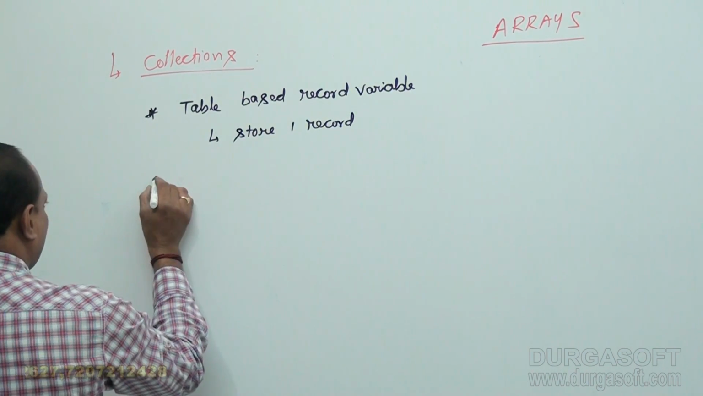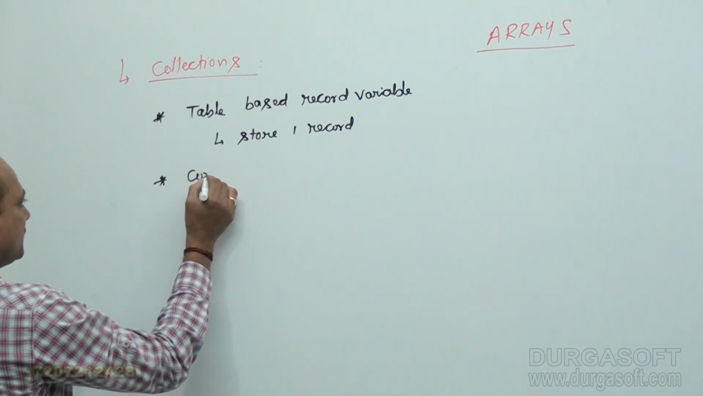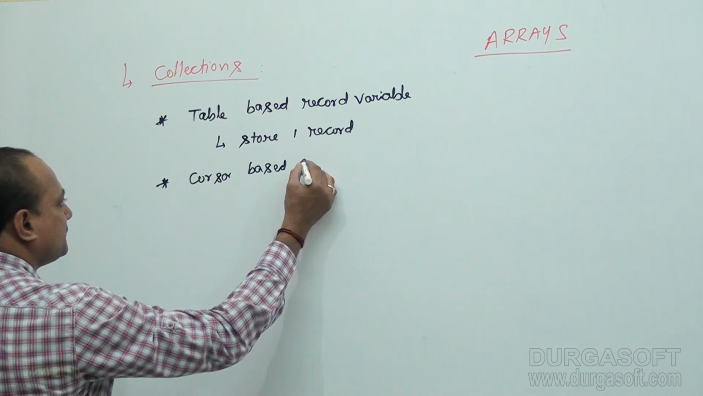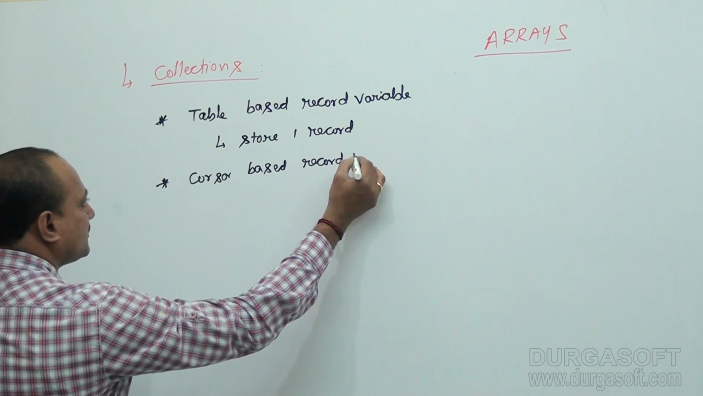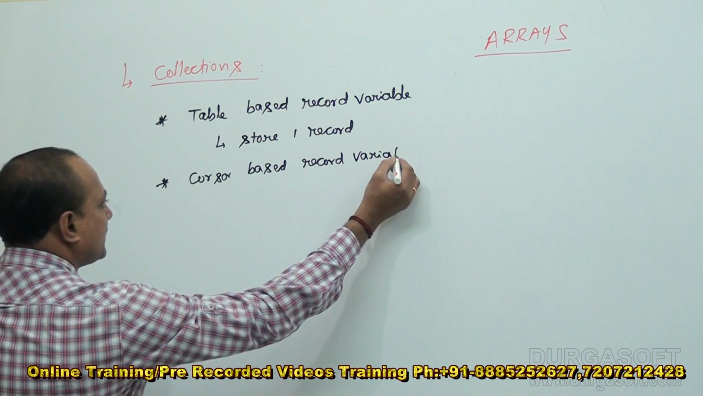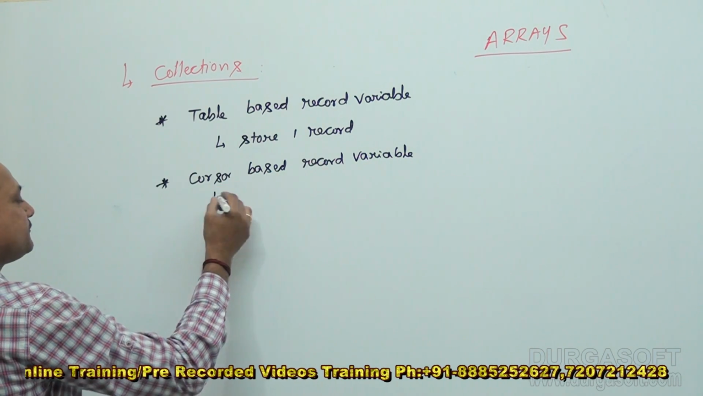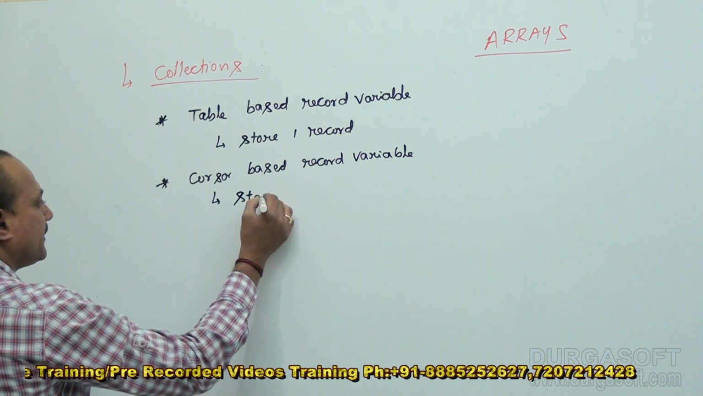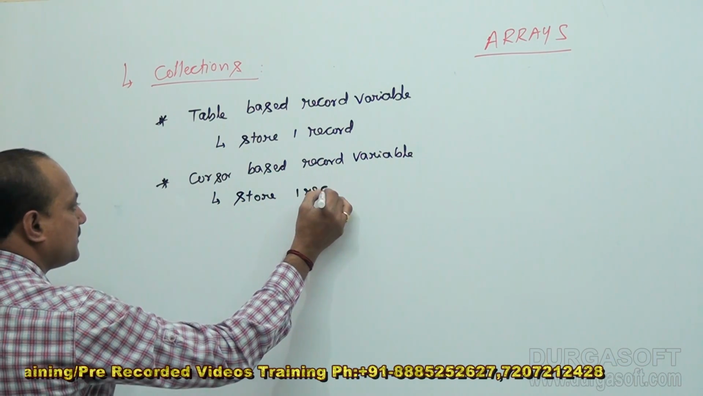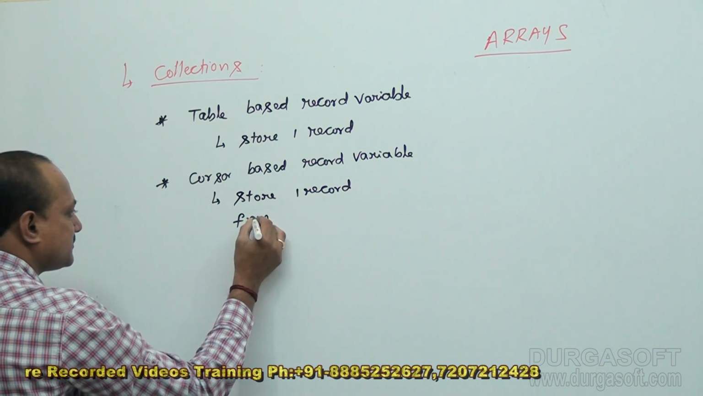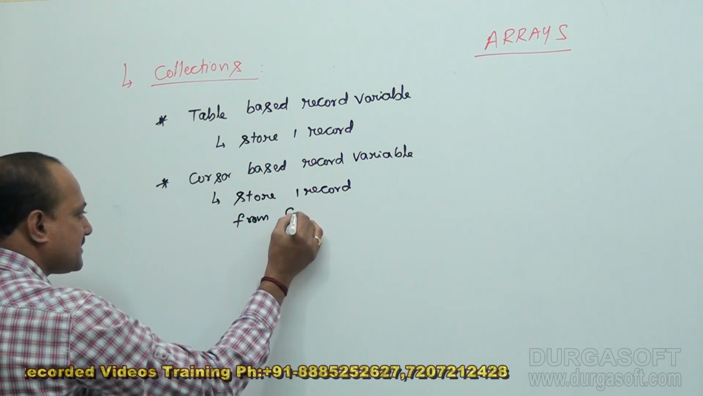Next, the cursor based record variable, or cursor type record variable. Under this cursor type record variable also, we can store one record from a cursor. We can store one record into a variable, and that record you are taking from the cursor.